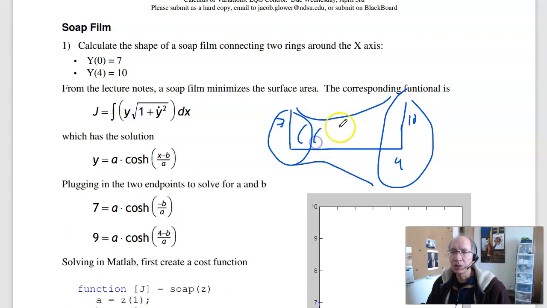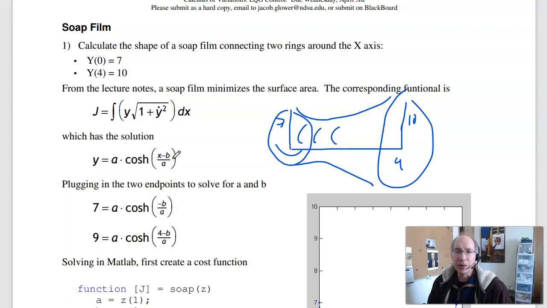Well, a soap film minimizes the surface area. This is the functional that minimizes that. So 1 plus y dot squared is length times y gives the surface area. The circumference is 2 pi r, so there's the 2 pi out in front. Minimize r or y times the length, that'll be the surface area of a soap film. Now from the lecture notes, that's a hyperbolic cosine.